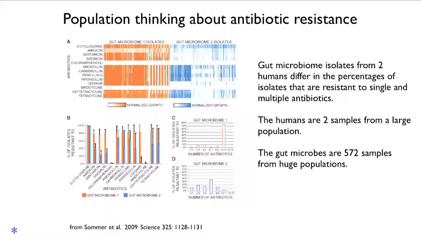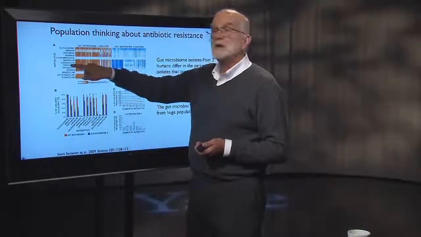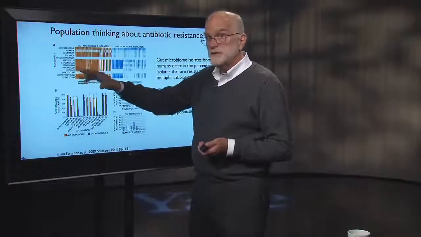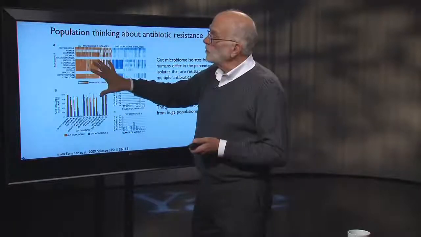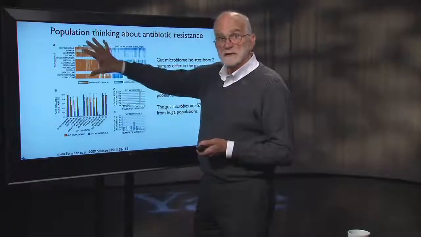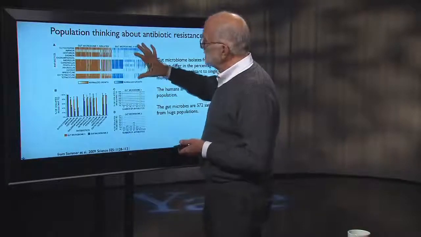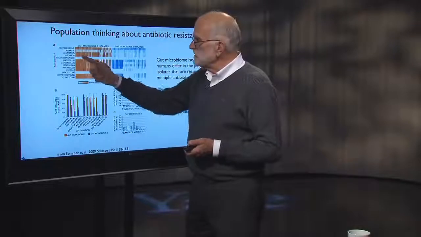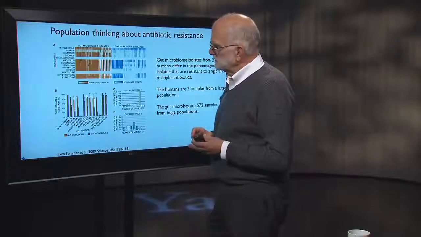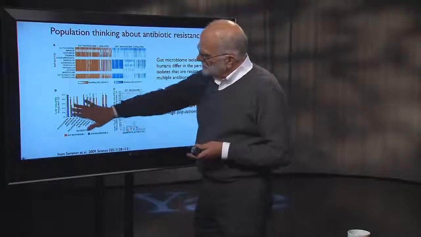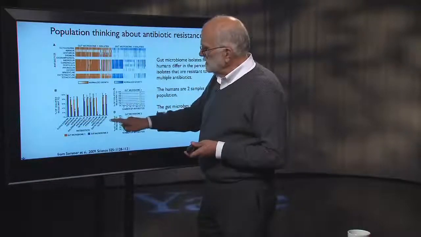So the antibiotics are rows, and the columns are individual isolates, and the darkness of the reaction shows how well that particular isolate grows on that particular antibiotic. So the darker the color, the more resistance there is. And just by looking at this kind of display, you can see that human individual 1 has a lot more resistant isolates in the microbiome than human individual 2. But you also see that there's a great deal of variation among the isolates in their ability to resist particular antibiotics.